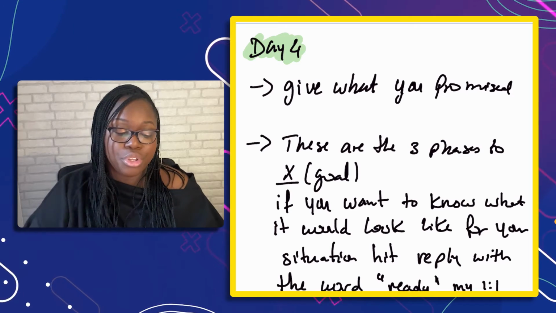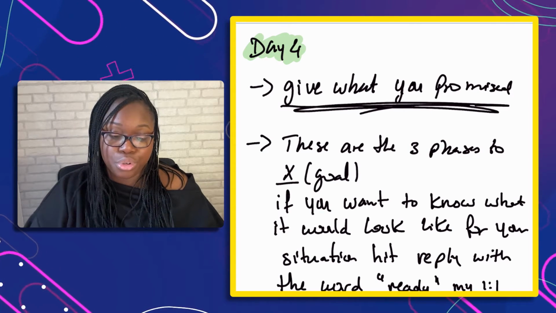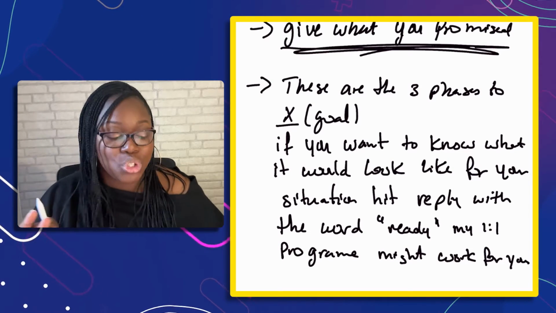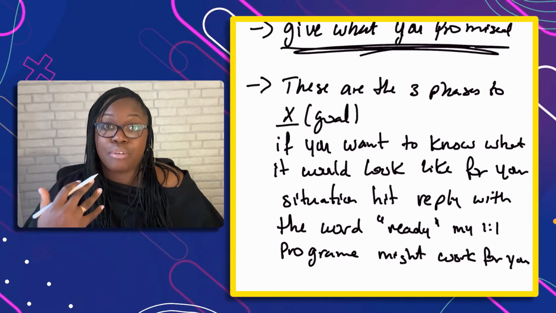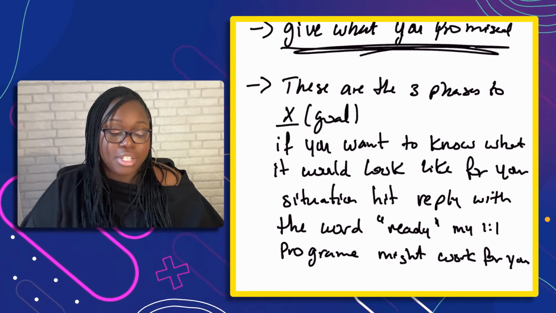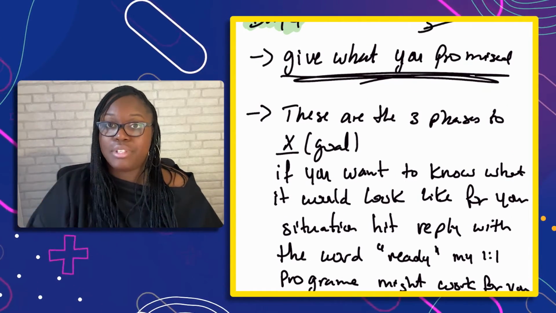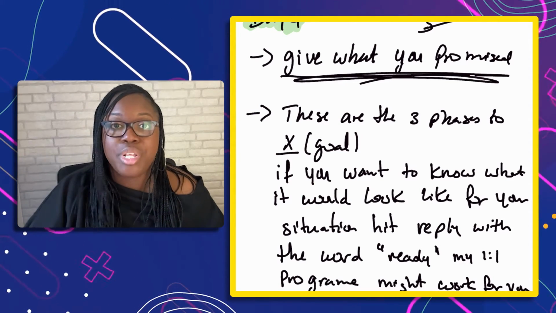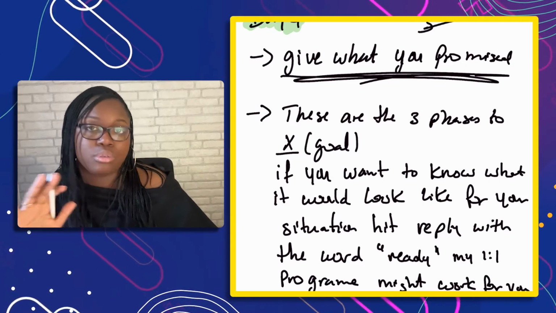Day 4 comes along, you give what you promised, so the third component, and then only here and only now do you kind of tease your services, right? Because you say, okay, these are the 3 phases. Basically, you give them exactly what they need. So let's say that the third component is the mindset, and you share the 3 secrets to improve your mindset into losing weight or something like that.